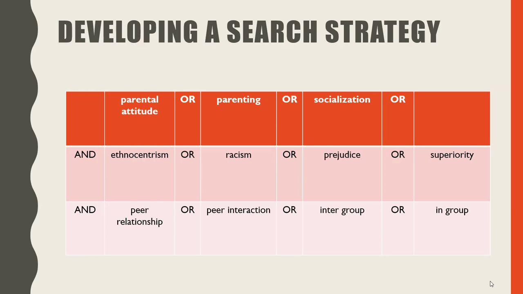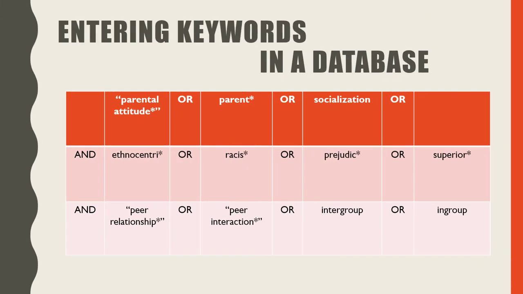Once we get in the databases, we'll look at our result sets and see how they're used, because we don't know how the authors may have chosen to represent it. Once I have my grid complete, I think about applying some of those search techniques. You can see with the asterisk that I've tried to use truncation. And you can see with the double quotes, I looked at phrases like peer relationship or peer interaction.